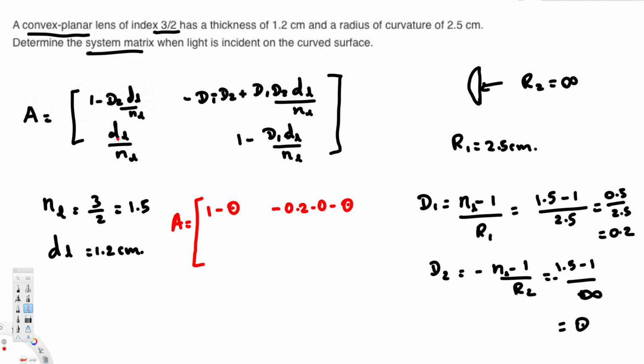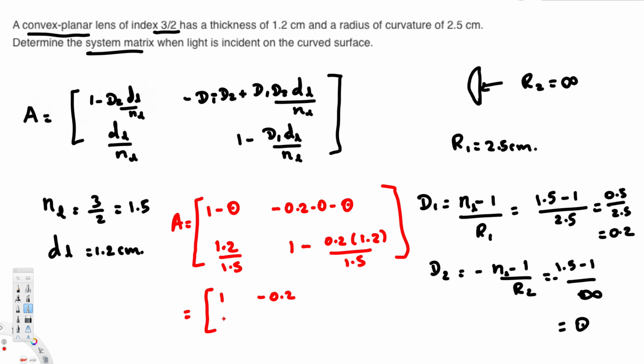And here we have dL, that is the thickness, 1.2, divided by the index of refraction, 1.5, and on the other side we have 1 minus D1, which is 0.2, times the thickness, 1.2, divided by the index of refraction of the lens, 1.5. Now let's simplify this one. This is going to be 1, and here we are going to have negative 0.2, and at the bottom we have 0.8, and here we are going to have 0.84, and this is going to be our system matrix for this question. I hope this helps.